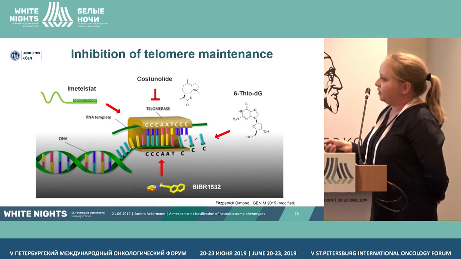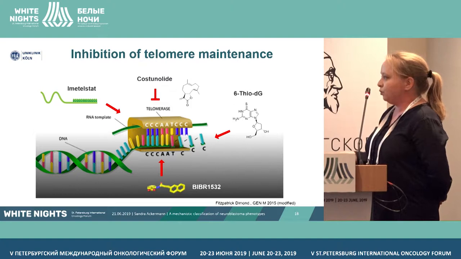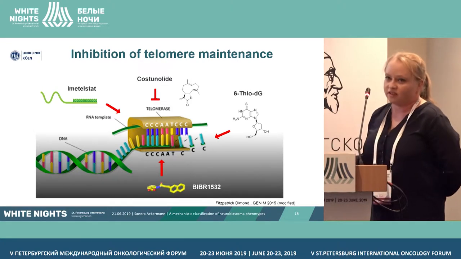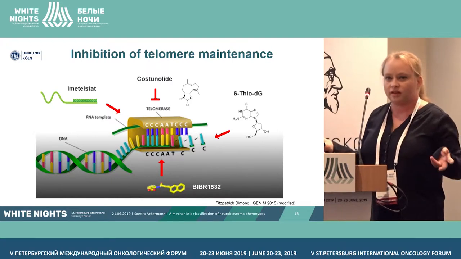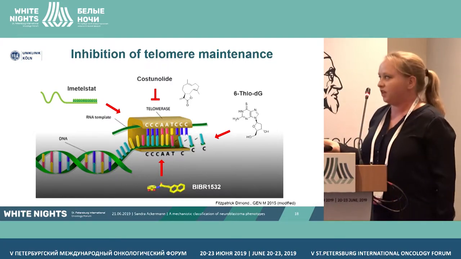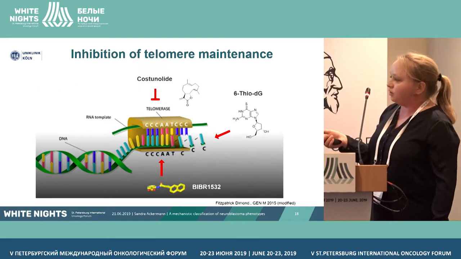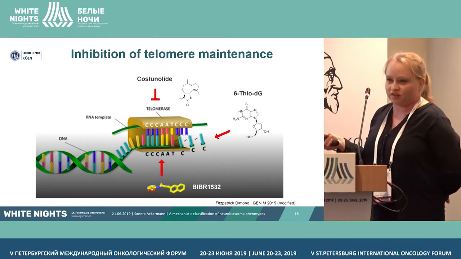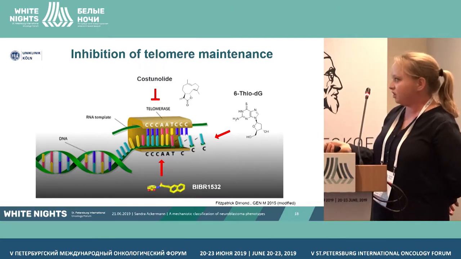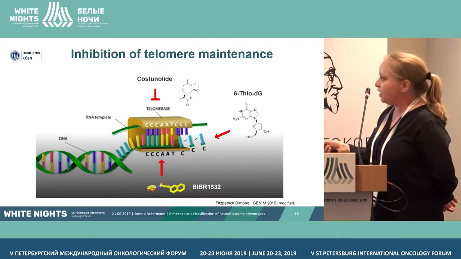6-TODG is a nucleoside analog that causes changes in the elongation. And the Boehringer-Ingelheim compound binds in a non-competitive manner and causes conformational changes to the enzyme so that it dissociates from the DNA. But we didn't include imetelstat here in the presentation because we are still validating the data. So I will just show you some data of the three others.